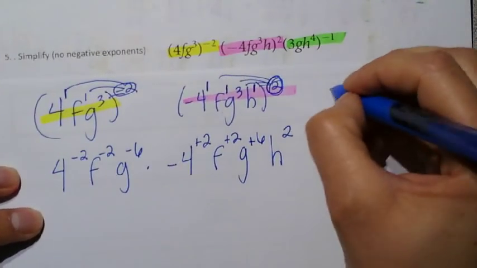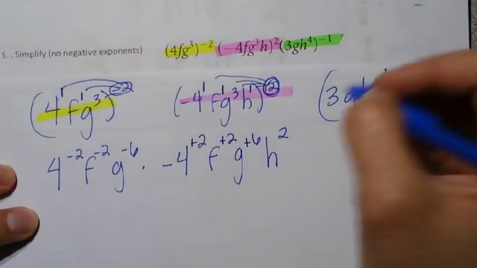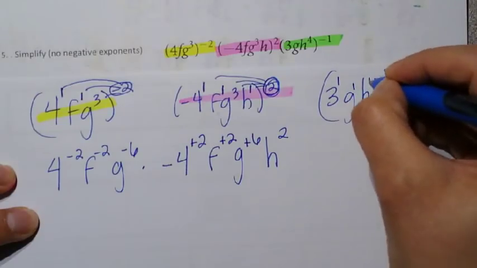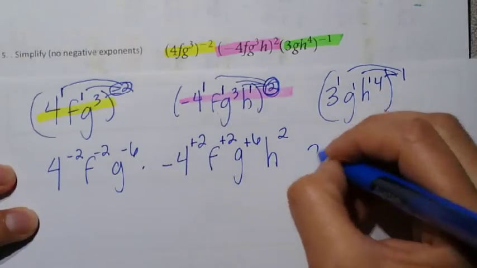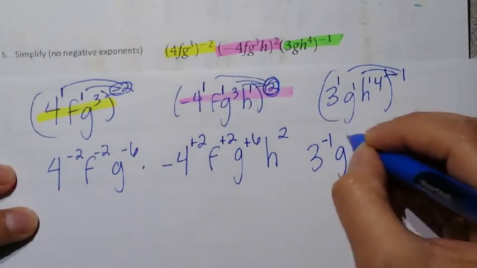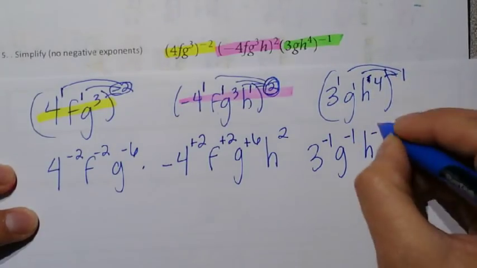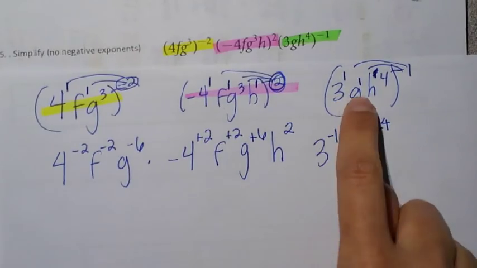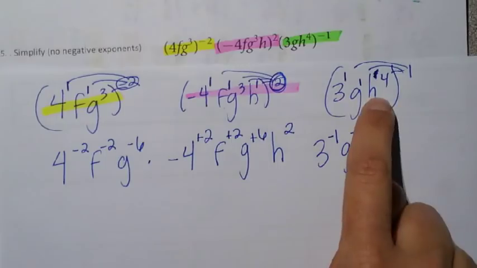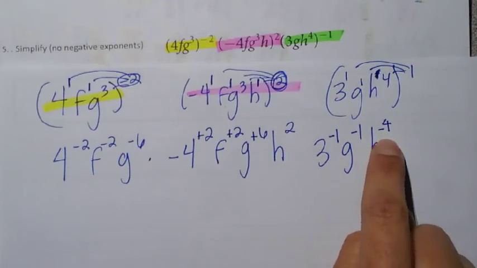Now I'm going to do the green portion. Okay? I'm going to give the power of 1 to those that don't have a power. So now I have 3 to the negative 1, g to the negative 1, h to the negative... The noise outside is distracting me. I apologize. Okay, so only 3 and g did not have a power, so I put a little 1. The fourth power was for the h. h to the fourth times negative 1 became h to the negative 4.